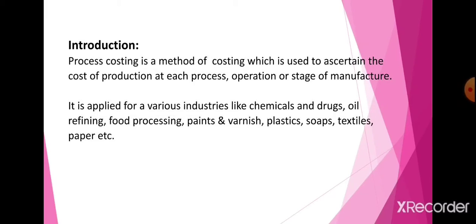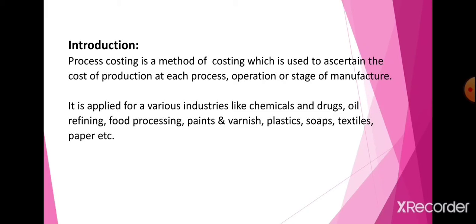So what is process costing? Process costing is a method of costing which is used to ascertain the cost of production at each process, operation, or stage of manufacture. It is a method of costing adopted to find out the cost of those goods which are manufactured in each stage. Each stage is called a process. The output of each process becomes the input for the next process, and so on. The product becomes a finished product only after it passes through all the processes.